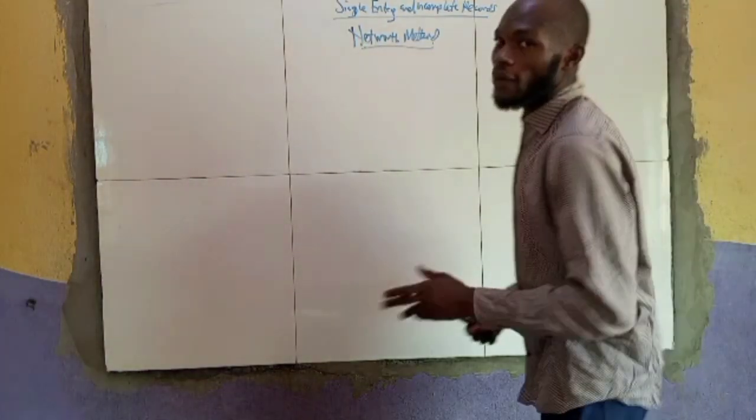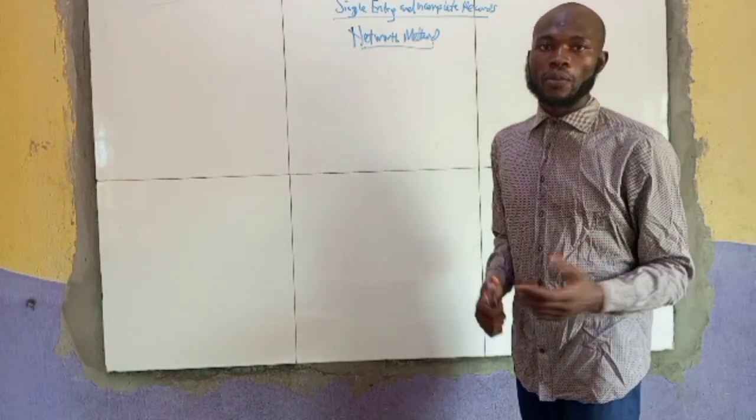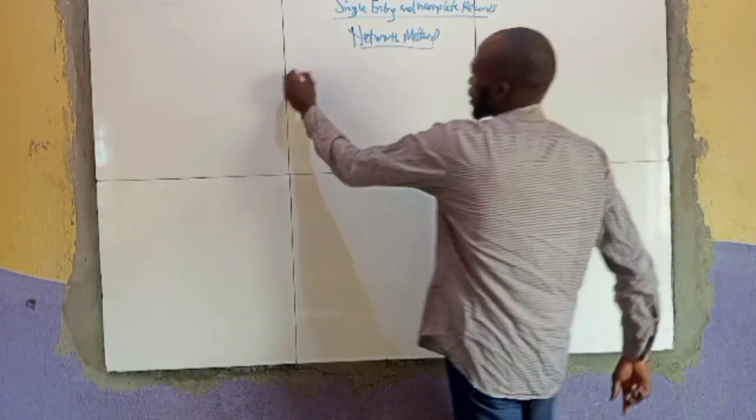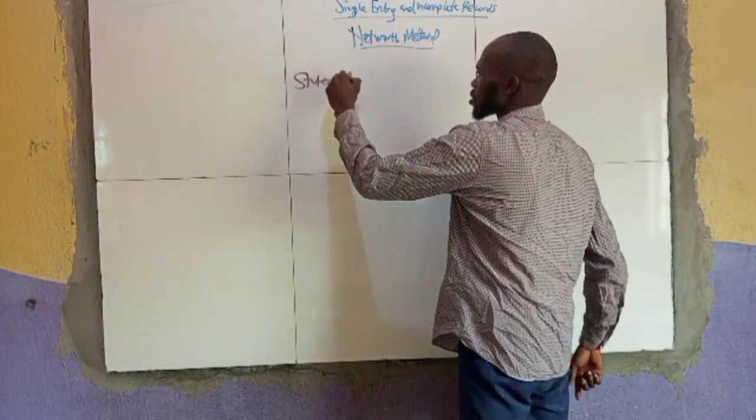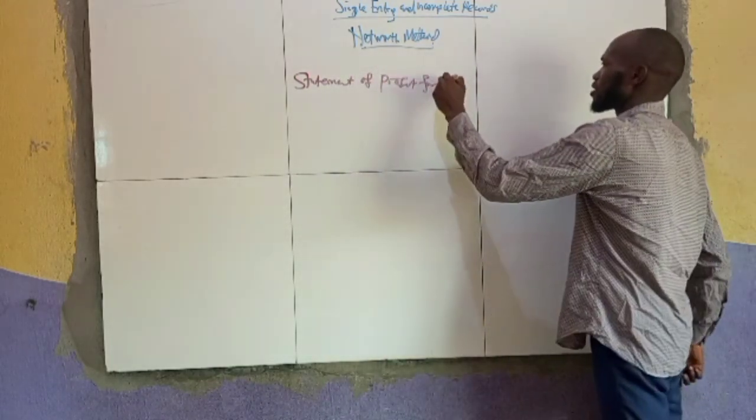Now let's go to the format of the statement of income or statement of profit. So, statement of profit for the year ended.